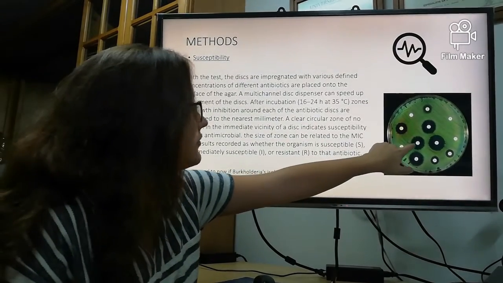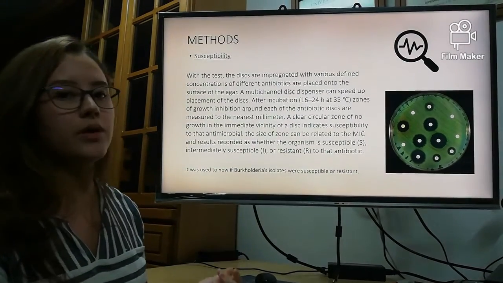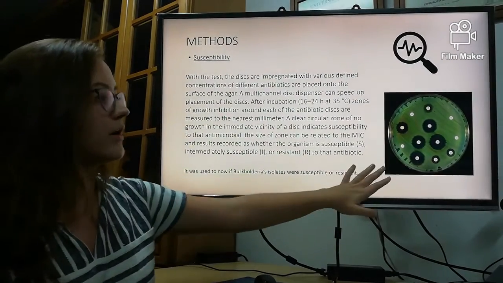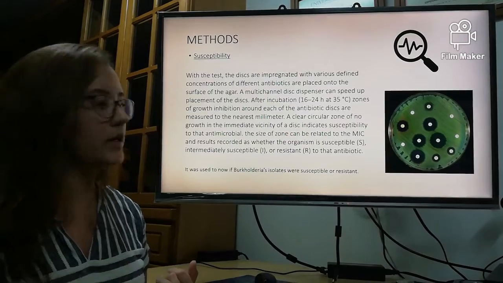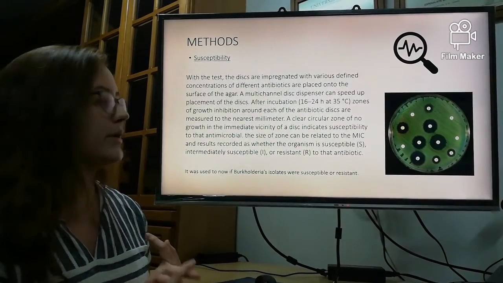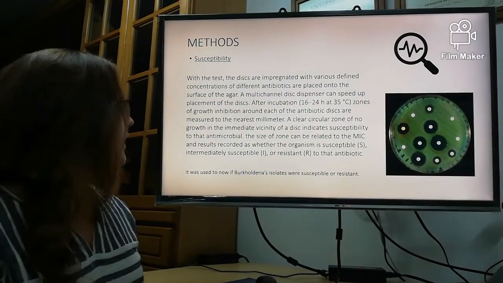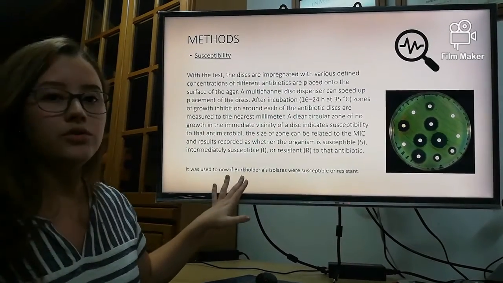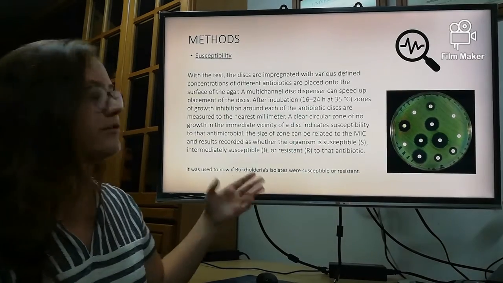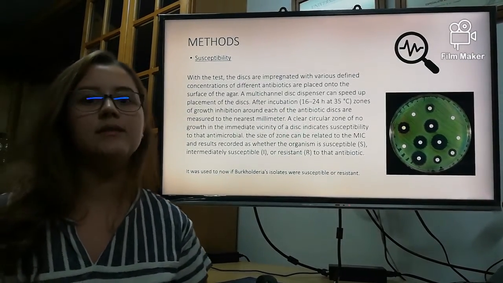The size of the zone can be related to the MIC, and results are recorded as whether the organism is susceptible, intermediate susceptible, or resistant to that antibiotic. So this test was used in this article to know if Burkholderia isolates were susceptible or resistant.